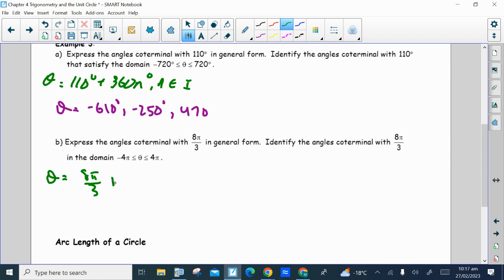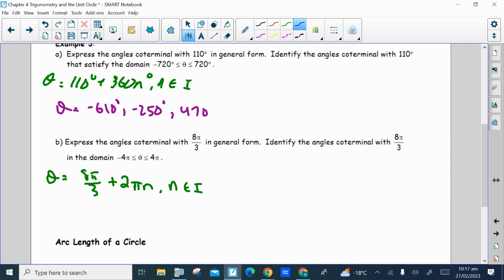So here we'd have to add multiples of 2 pi because that's how many radians you have to go around to do one rotation in a circle, where again n is an element of integers. So there's the general expression for all angles coterminal with 8 pi on 3.